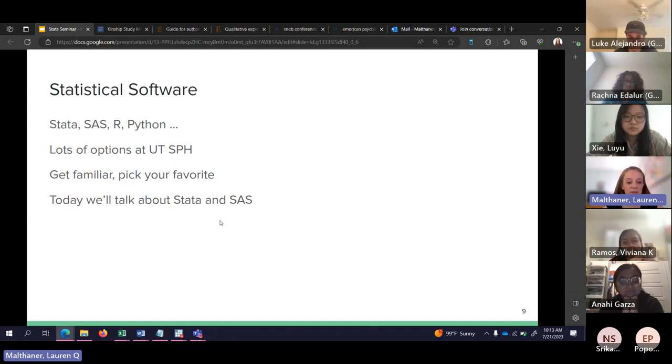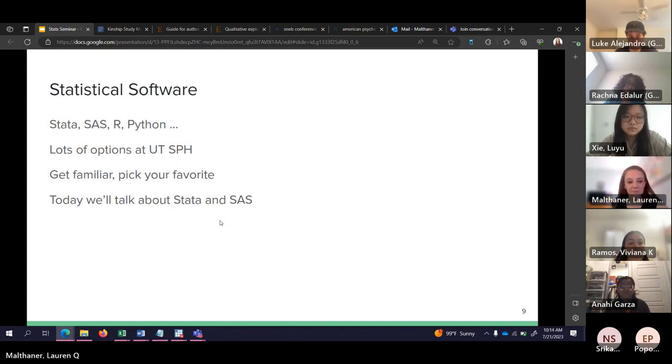So if you haven't been exposed to any of these before, it would be great to just pick one and get familiarized with it. I think that it's easier to learn a new software once I've already learned my first software. So just pick one and get started, and you'll pick up on it. But today, specifically, we're going to talk about Stata and SAS.